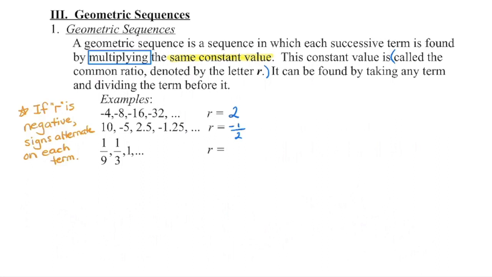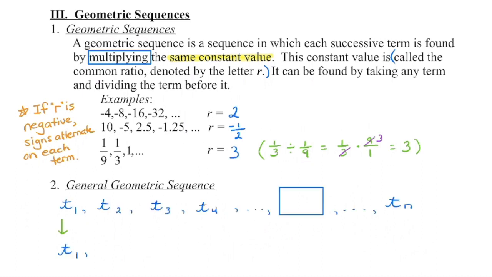This particular one, if we take 1/3 and divide by 1/9, now remember when we're dividing fractions, we end up multiplying by the reciprocal. So we're going to flip that 1/9 over, and then 9 divided by 3 is 3, so that will give us the common ratio in that last sequence.